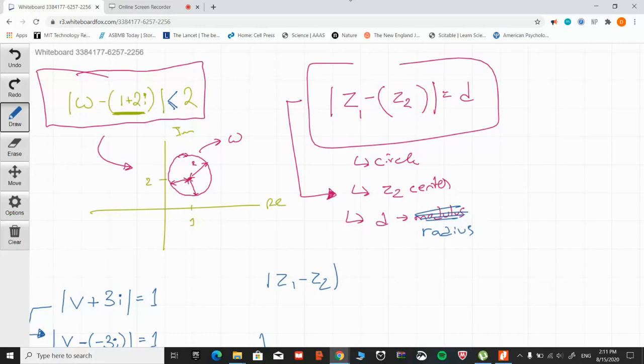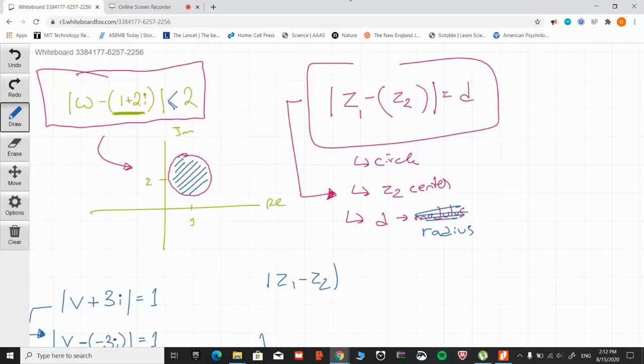So again, you draw your circle, but just treat it like an equals to, draw your circle, except this time, instead of saying that w is on the circumference, say that w is inside the circle. So you shade the entire circle. It could be on the circumference because the equals to is there, but w could also be inside the circle, because the distance from 1 plus 2i could be less than 2.